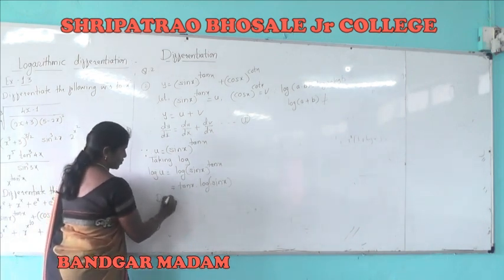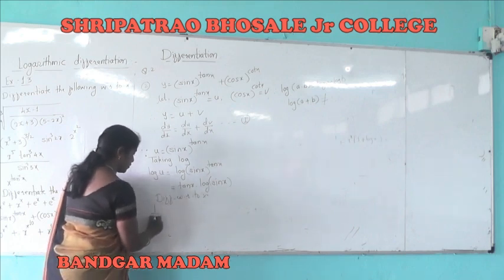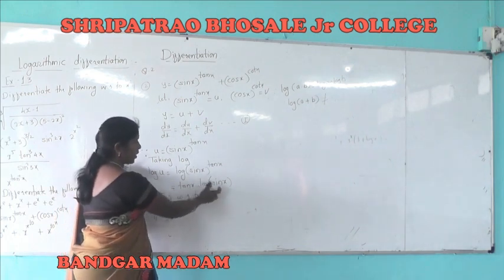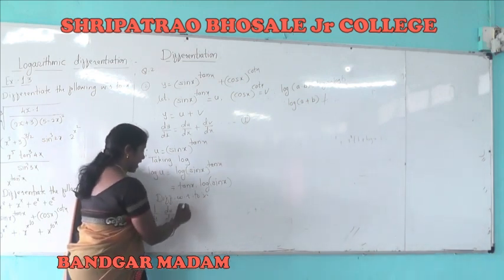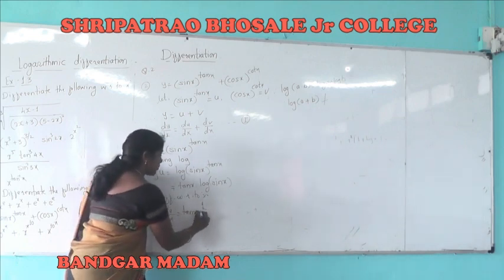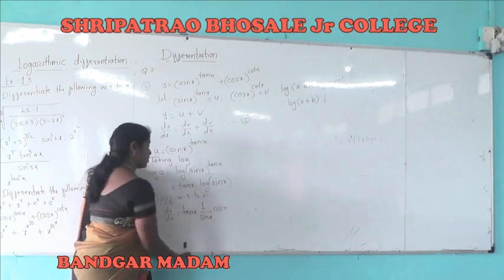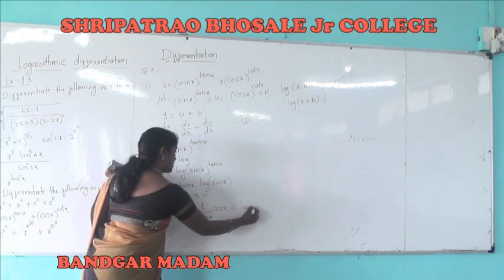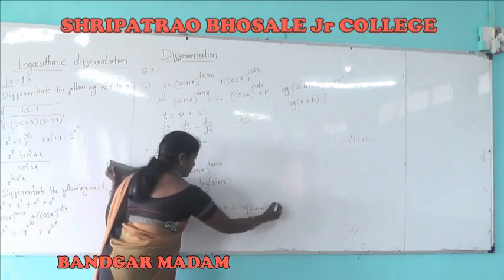Differentiating with respect to x, the derivative of log u is 1 by u du by dx. This is the product form, tan x into log sin x. We apply the product rule: tan x as it is, times the derivative of log of sin x, which is 1 upon sin x into the derivative of sin x, cos x, plus log of sin x as it is, times the derivative of tan x, which is sec square x.